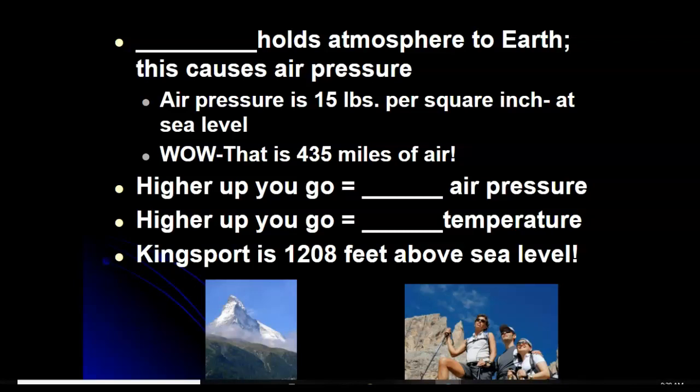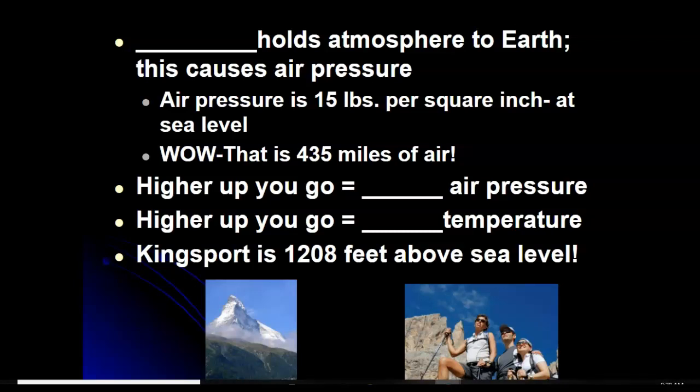So let's think about what that means. Per square inch is, if you think of a postage stamp on your body, and then you have postage stamps completely all over your body, that's 15 pounds of pressure on each postage stamp size of your body. Wow, that atmosphere that's piled up on that one little inch on your body is 435 miles of air that is piled on each of us at all directions on our bodies.